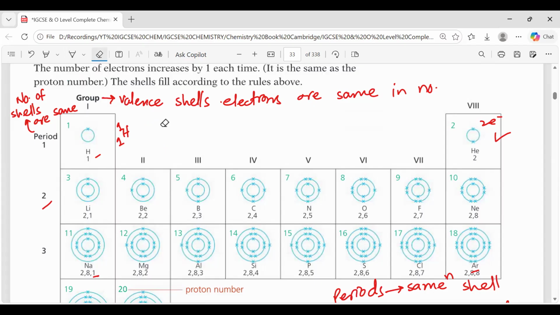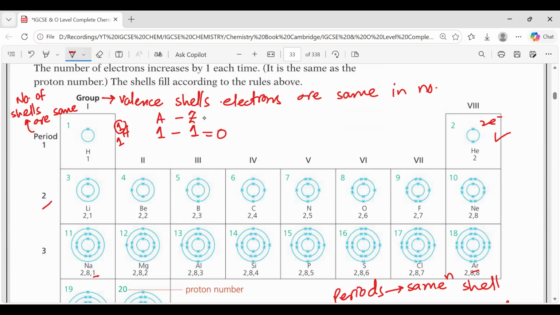I'm saying that it will be two, because you know how you can check. I simply told you this is the atomic mass. Atomic mass minus the proton number gives you the neutron number. This is the simple equation. You can write it in your book. This is the simple method to check the neutron number.